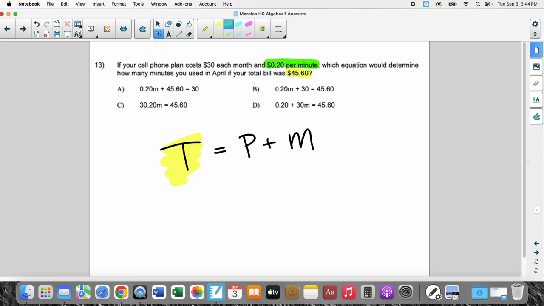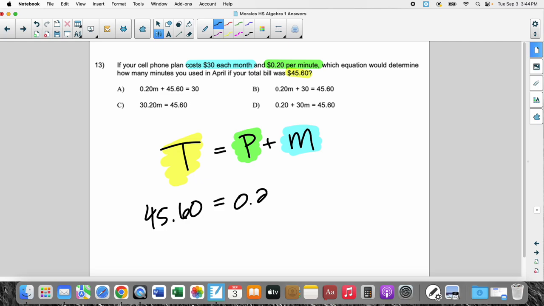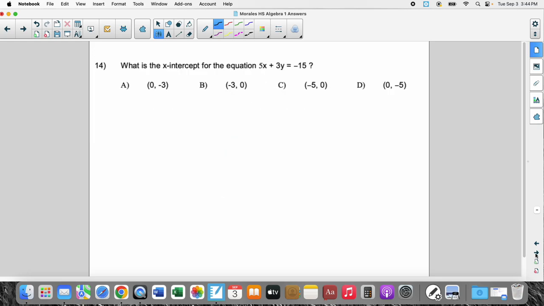It's 20 cents per minute. That's the P value. And then the monthly cost, which is right here, costs each month. So we're only talking about 1 month. So the total is going to be $45.60 equals 20 cents per minute plus our monthly surcharge. So $45.60 equals 0.2 minutes plus 30. That's going to be B right there. And it can be on either side of the equation.